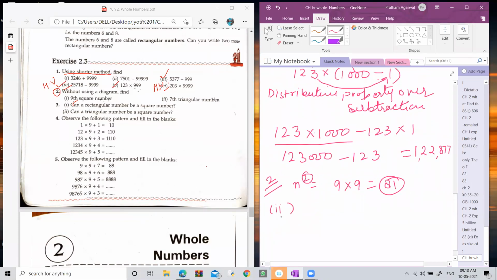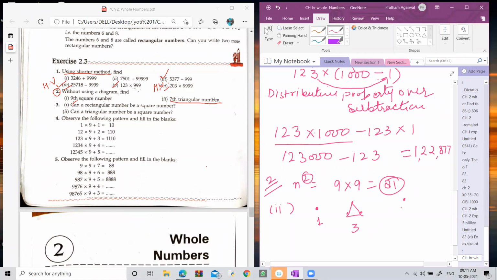The second one is you have to find the 7th triangular number. So how can you find the 7th triangular number? As I explained earlier, triangular numbers start from one dot. If there are 3 dots, it forms a triangle. When you join all these 3 points, you will get a triangle. So how many dots are here? 3 dots.